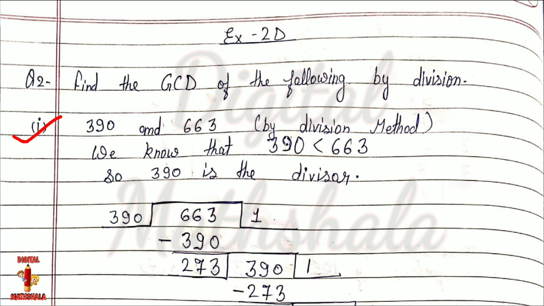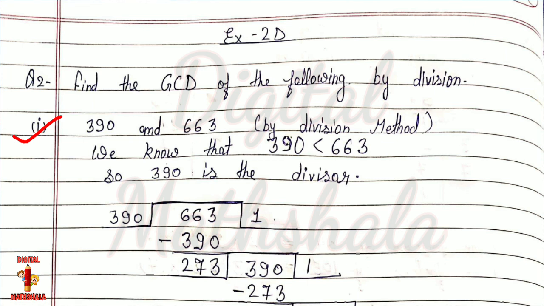Here in the first part you can see two numbers are given, 390 and 663. So we want to find out the GCD of the following numbers. So what is the full form of GCD here? Full form of GCD is greatest common divisor. And what is the full form of HCF? Highest common factor. Names are different only, otherwise they are one and same.